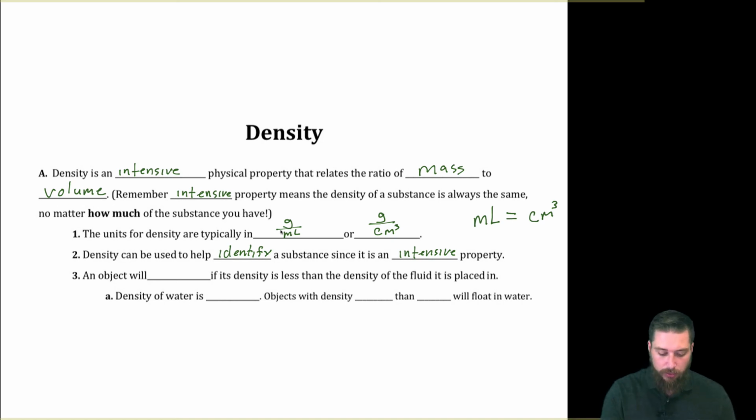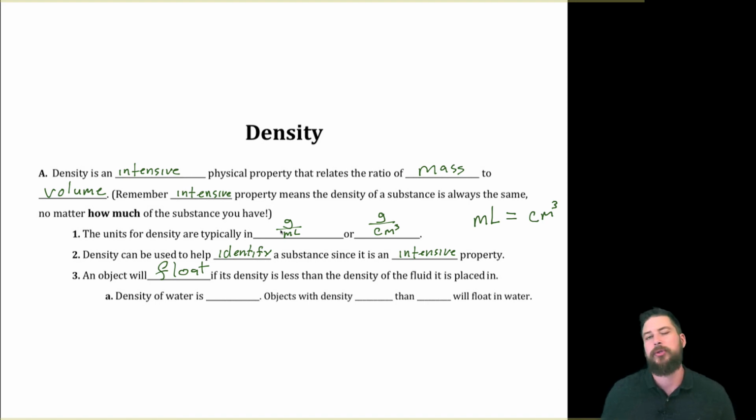Same thing with gold. Now, an object will float if its density is less than the density of the fluid that it's placed in. So if you have a fluid and you put something in it, the object will float if its density is less than the fluid itself.